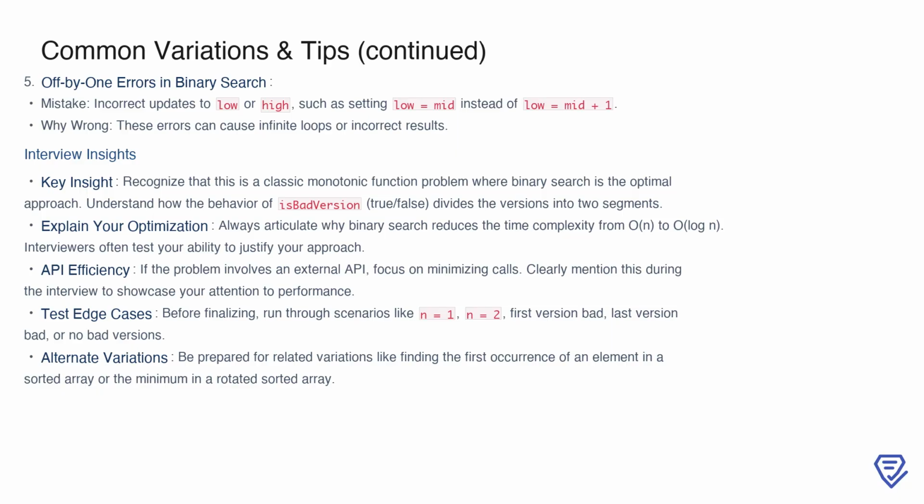Additionally, testing edge cases is vital before finalizing your solution. Examples include scenarios like n equals 1, n equals 2, the first version being bad, the last version being bad, or no bad versions at all. Finally, be prepared for variations of this problem, such as finding the first occurrence of an element in a sorted array or finding the minimum in a rotated sorted array. These are conceptually similar and often appear in technical interviews.